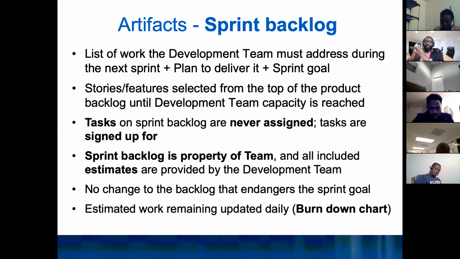So the stories and the features are selected from the top of the product backlog, meaning from the highest priority to the lowest priority, until the capacity of the dev team is reached. And you have tasks on the sprint backlog that are never assigned. I was telling you yesterday, the team is self-organizing. Everyone is picking up the tasks that he or she wants to work on, right?